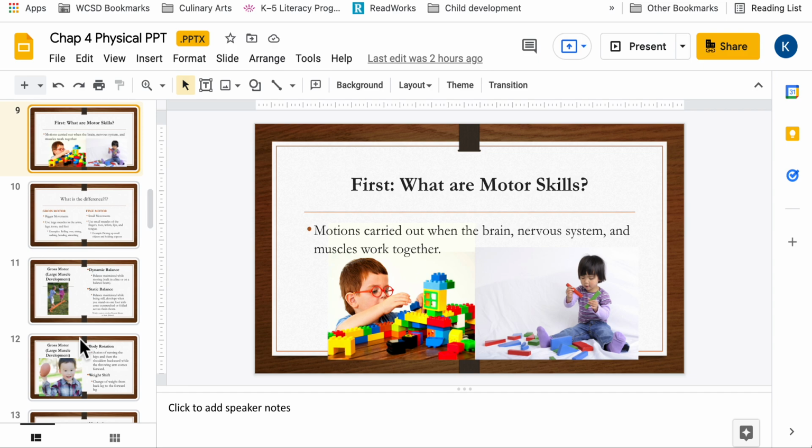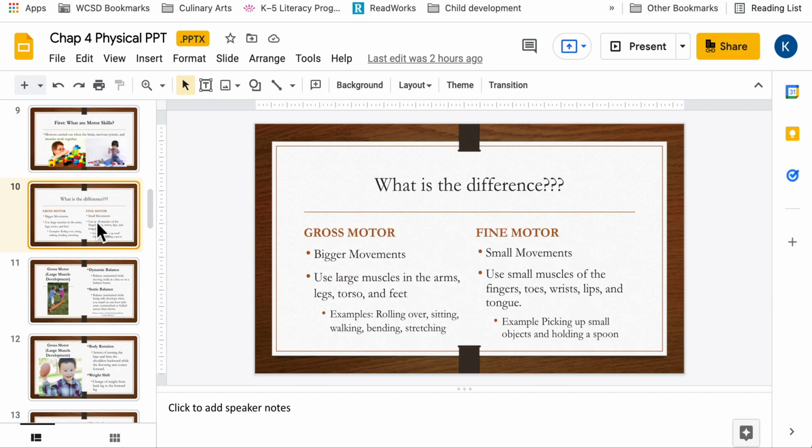So first, let's get into what are motor skills. Motor skills are motions carried out when the brain, nervous system, and muscles work together. So anytime we're using any kind of muscles in our body, whether it's big movements or small movements, we are carrying out those motions, and that's what motor skills are. So when we're working with kids, we're going to group this into two different motor skill areas. We've got gross motor and we have fine motor.